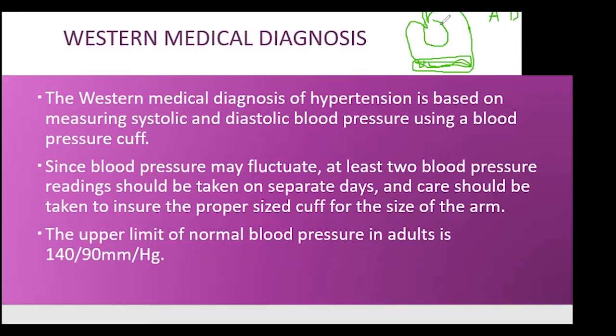Systolic is the contraction of the ventricle of the heart, so the pressure will be a little bit higher. Diastolic is the relaxation time of the ventricle of the heart. So that's why we have different numbers there.